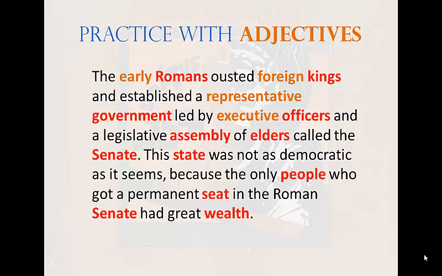Executive. It tells you what kind of officers. Next line, 1 more adjective. What kind of assembly? A legislative assembly. Legislative is an adjective. Next line, 2 adjectives, and one of them is tricky.